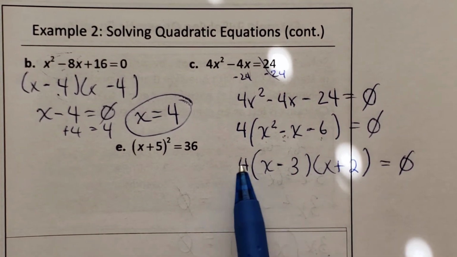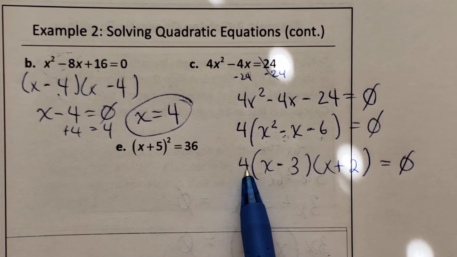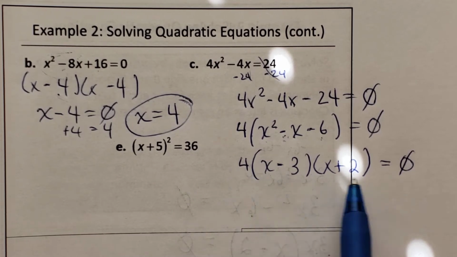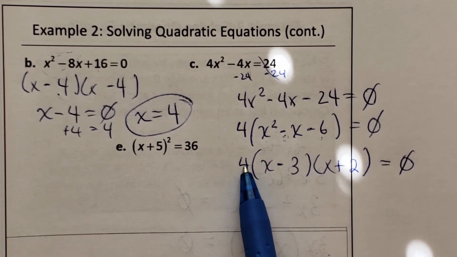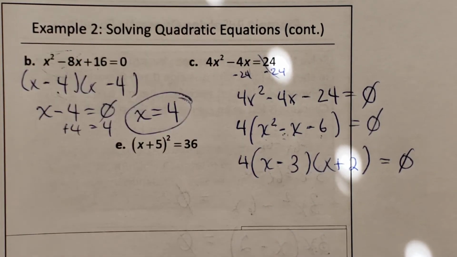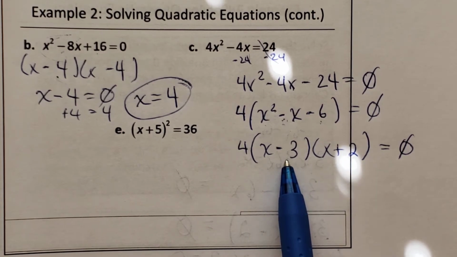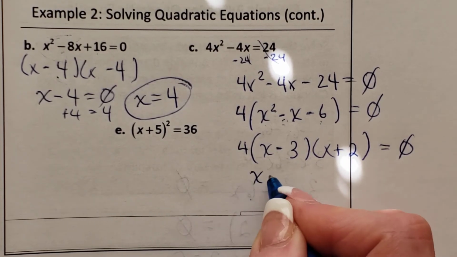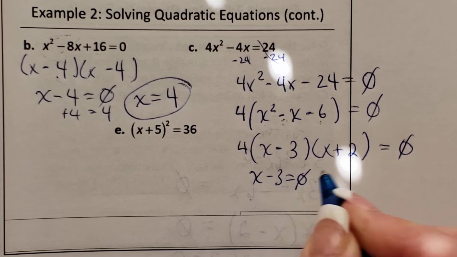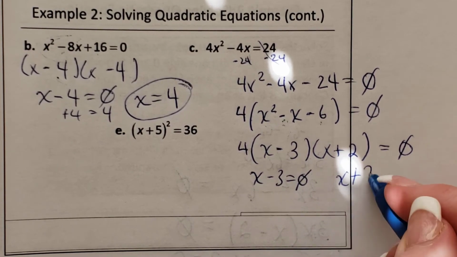Now, this 4 can never be equal to 0. So from now on, the rest of my problem, I get to ignore that 4. It's a 4. It can't be anything else, so I'm ignoring that. All I'm worried about now is what it would take to make either one of these parentheses 0. So I'm going to set the first one equal to 0 and solve for x. I'm going to set the second one equal to 0 and solve for x.